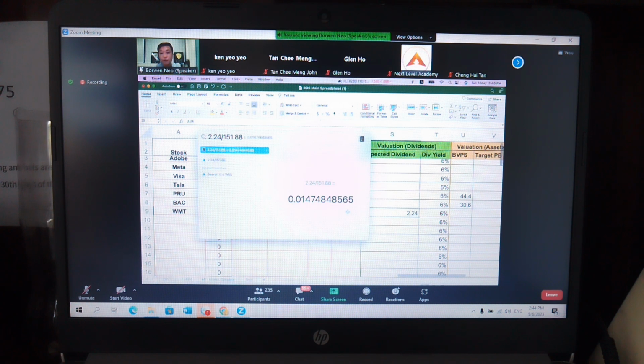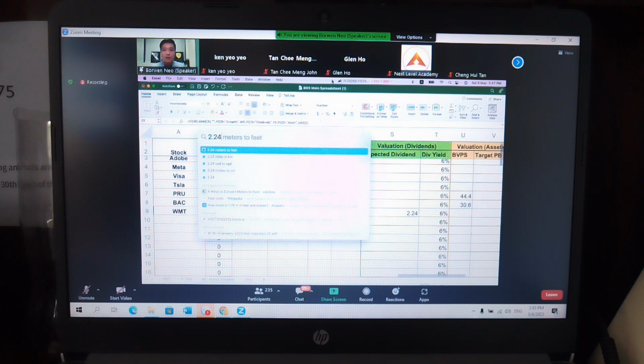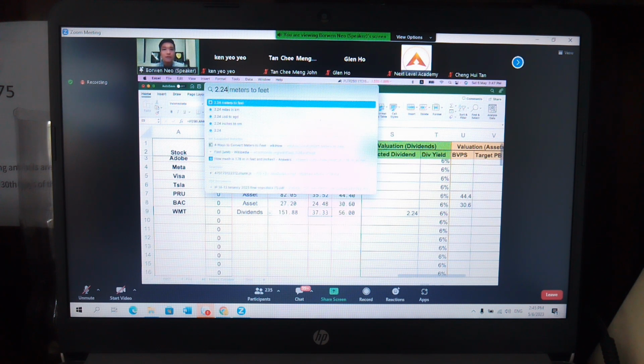So basically, you can do a reverse calculation. What is the price that I need in order for me to get 6%? You can reverse the formula, and that's where this entry price will come. Very simple. You take the expected dividend divided by the entry price. This should give you 6%. You take 2.24 divided by 37.33 and you get 6%. So this is the reverse formula.